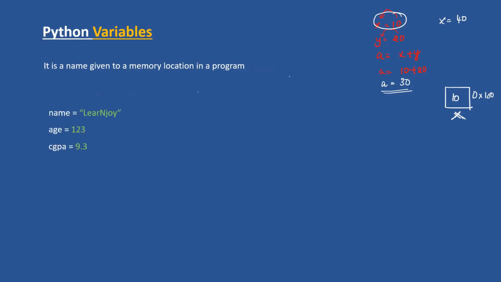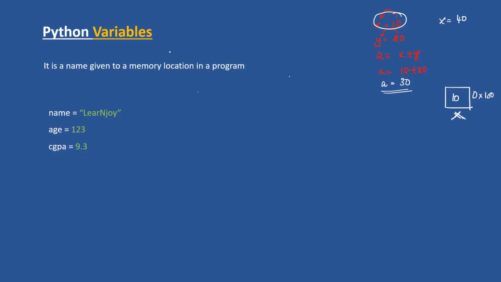Now here is a program. I have three variables. Name, inside which I gave the value LearnJoy. Now I have another variable called age, inside which I gave the value 23. And I have another variable called CGPA, inside which I gave the value 9.3.